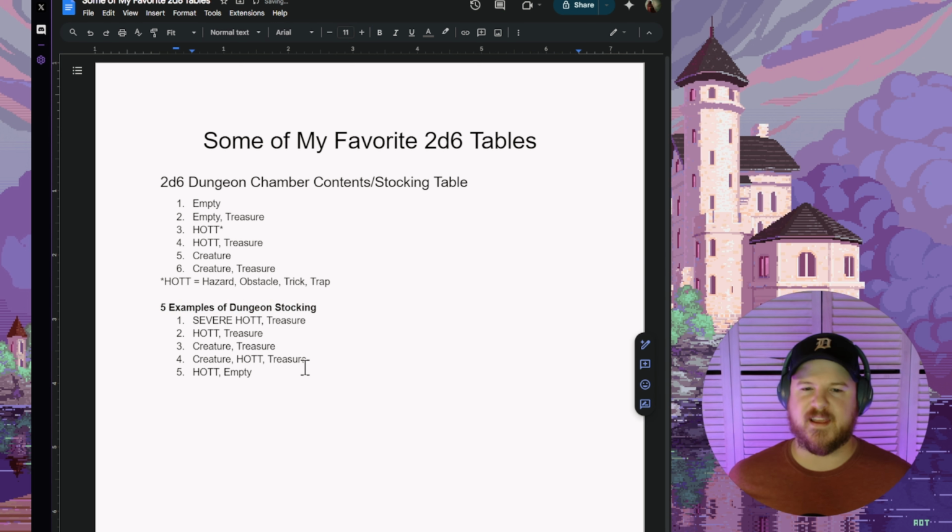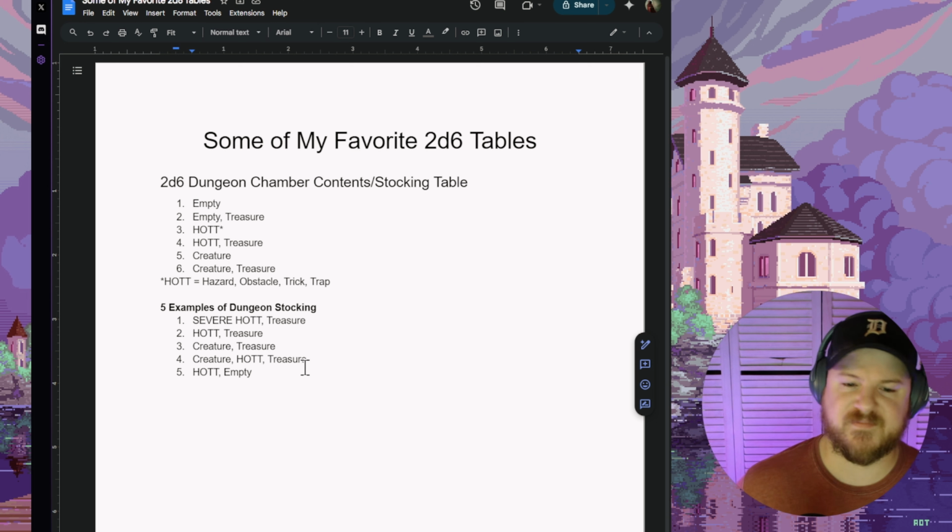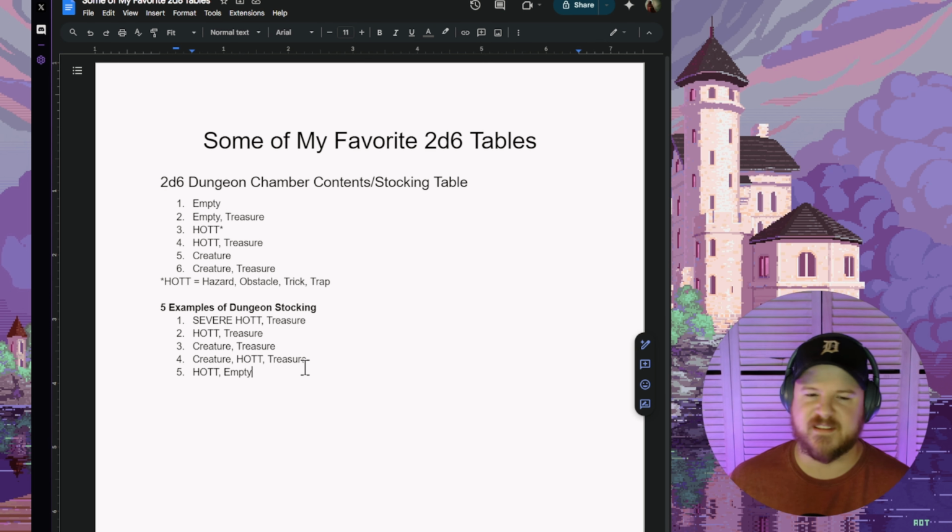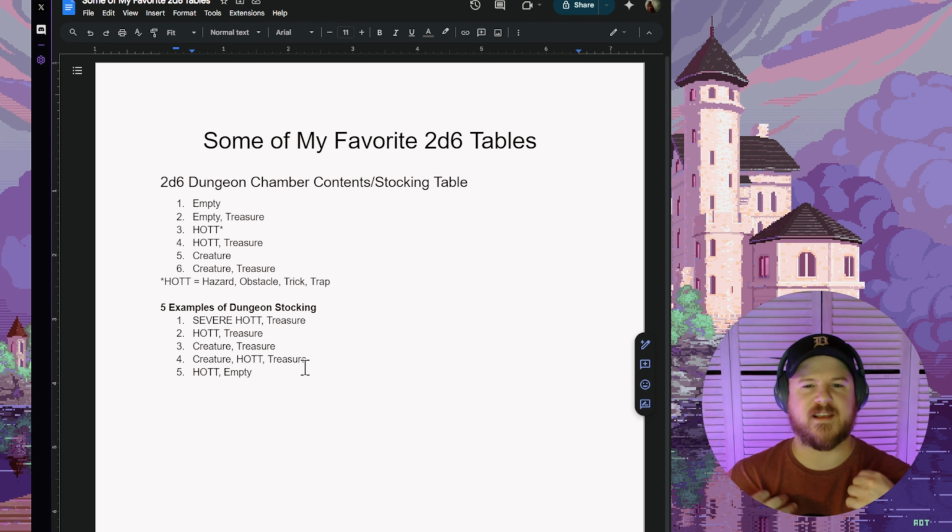This is a super easy table. You just take 2d6, you roll on it and combine the results. I've been using it for years. It works really well for me. Like I said, it's an offshoot of the basic BX dungeon stocking table, which is also a D6 table. I didn't quite like how that one worked, so I just took it and tweaked it a little bit, and then added a second D6 to it to combine those things, so I could get something that wasn't just creature or creature and treasure.